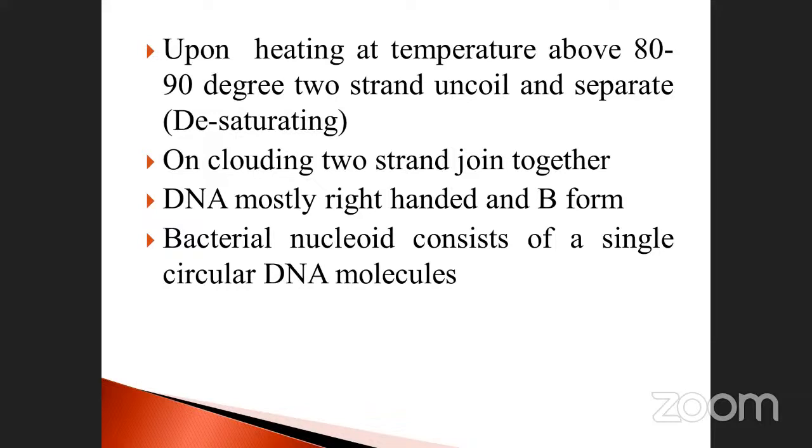Okay, don't forget, my dear. In this part, you must note it down. 3 points are very, very important. One is that up to 90 degrees denaturation occurs. It will give 2 strands. Cooling condition, that condition is called annealing. So it will be united together or rejoined together. Okay, and also get the original positions. And DNA is mostly in the right-handed and B form structure. Note it down, my dear. And the bacterial nucleotide also consists of a single circular DNA molecule. Okay, this is also very, very important.